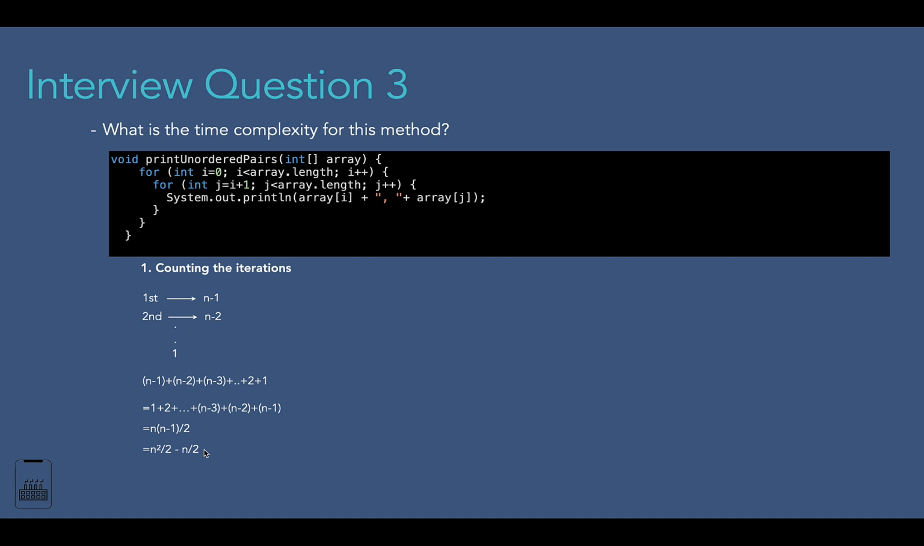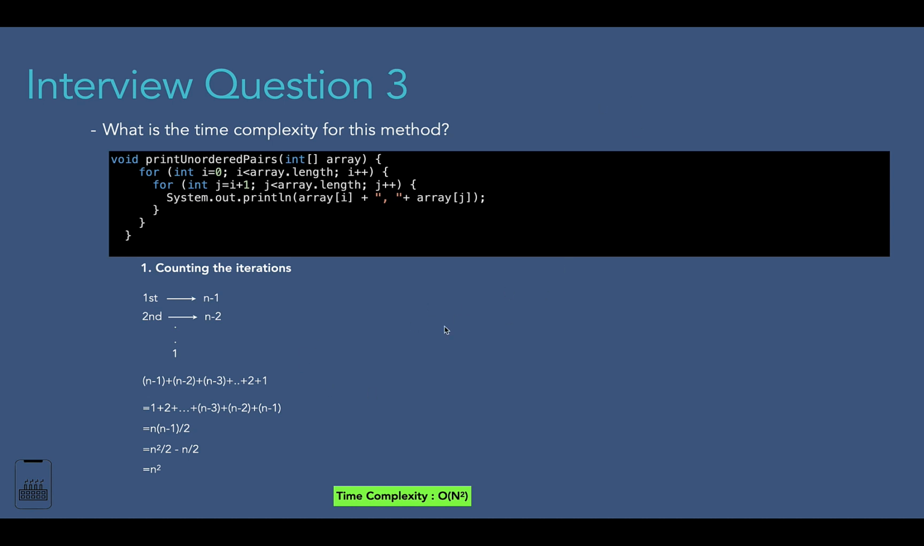Now we learned that we can remove the non-dominant terms and constants from here. So in this case, n divided by 2 is a non-dominant term, and 1 divided by 2 multiplied with n squared has a constant, so we can eliminate them. Then the time complexity will be n squared. So our time complexity for this method is n squared.